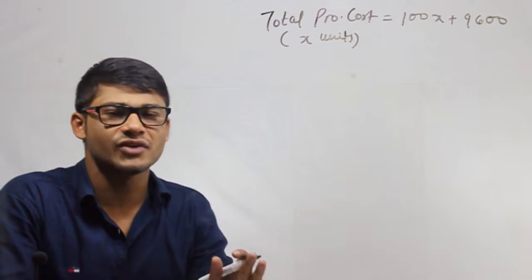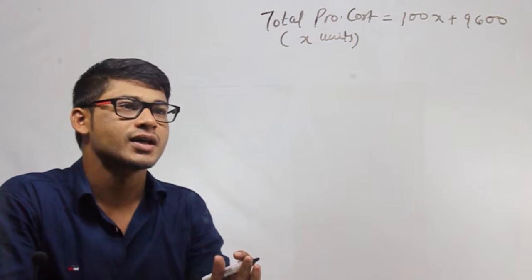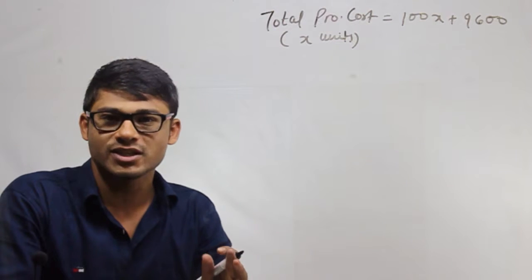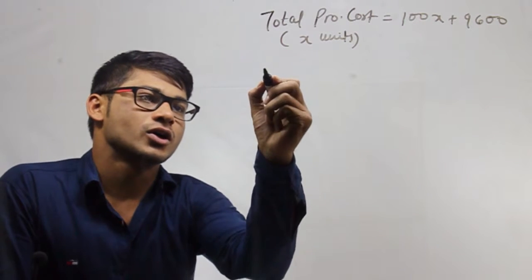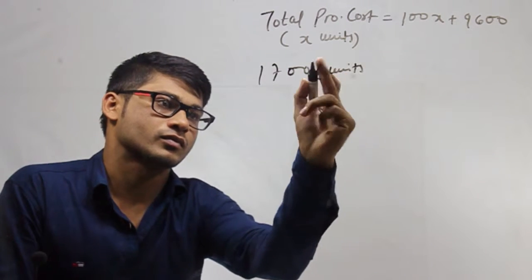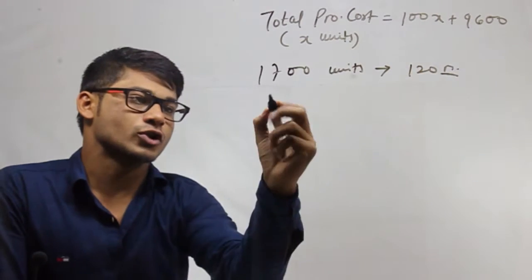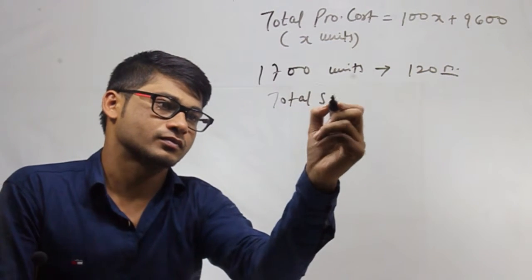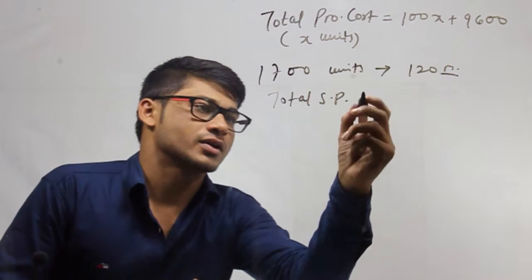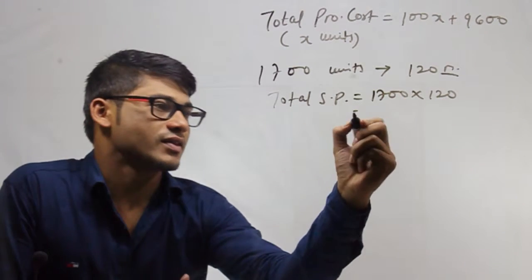Okay, now the question says, if the company sells more than 1400 units, then the price is reduced by 5 rupees, and the company can sell a maximum of 1700 units, and we have to maximize the profit. Now look, for 1700 units, the selling price will be 120 rupees. So the total selling price will be 1700 into 120.